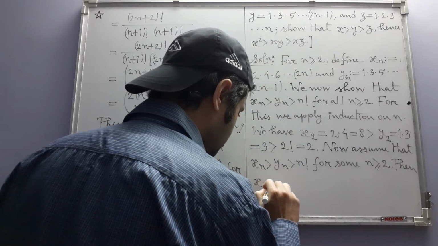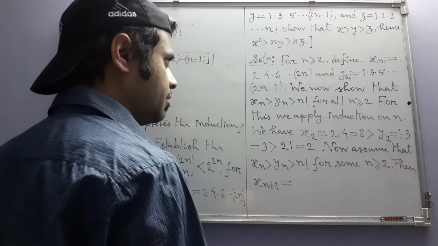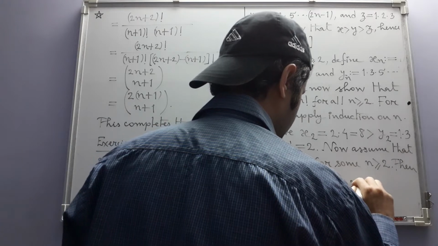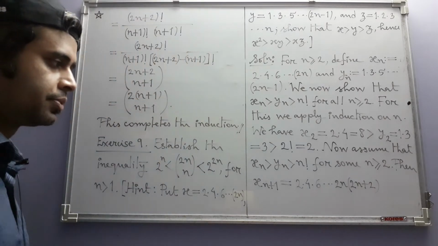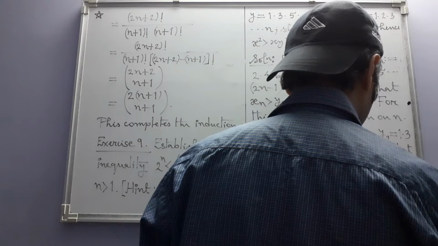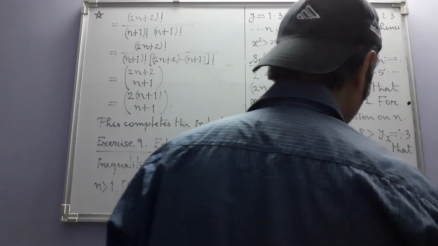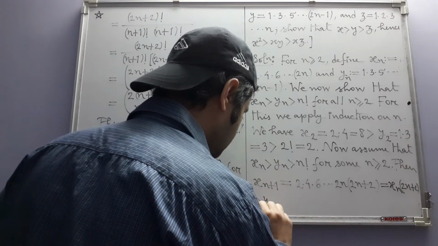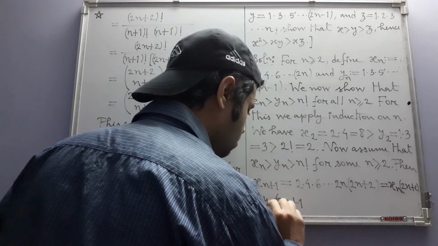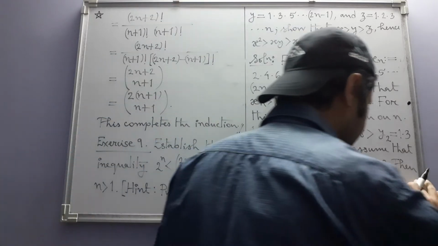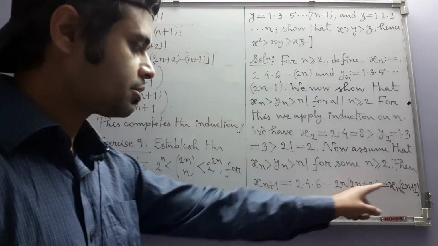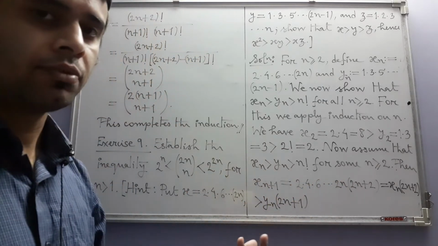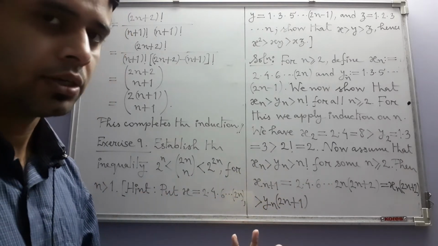Then what is xn plus 1? Xn plus 1 will be 2, 4, 6, etc. 2n times 2n plus 2. That means this is equal to xn times 2n plus 2. And now this will be greater than yn times 2n plus 1. Why? Because 2n plus 2 is greater than 2n plus 1, and xn is greater than yn, that is our induction hypothesis, and all the numbers involved are positive integers. So we have this inequality.